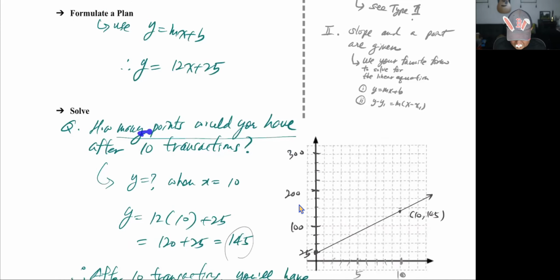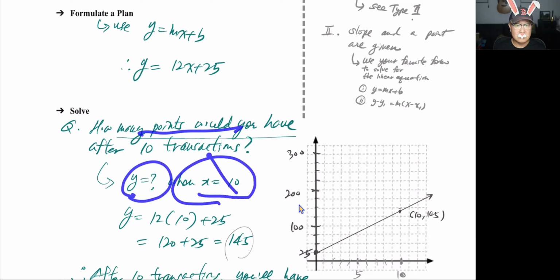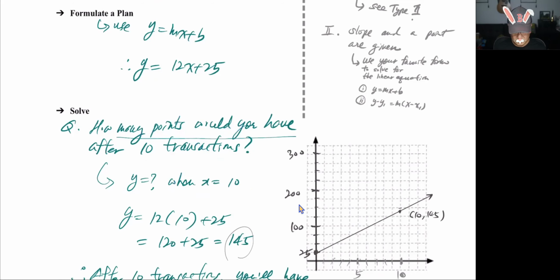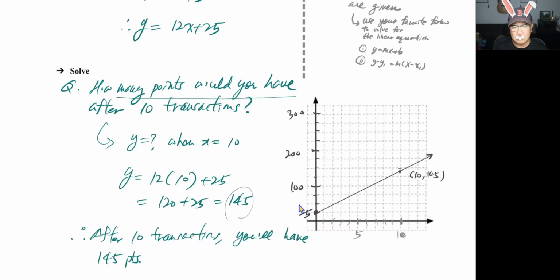So the question is, how many points? Y, I don't know. That's what we're looking for, right? That's why we don't know them. And the x is 10. And then you plug that into this part right here. And then once you do that, we end up with this. So 12 times 10 is 120 plus 25 is 145. We're done. So we can conclude that this is true.